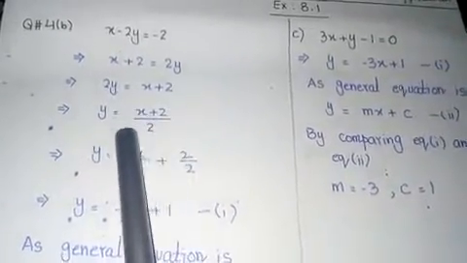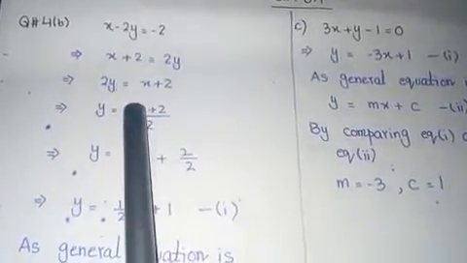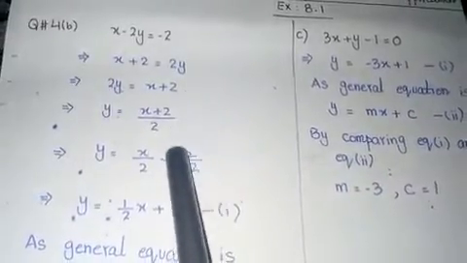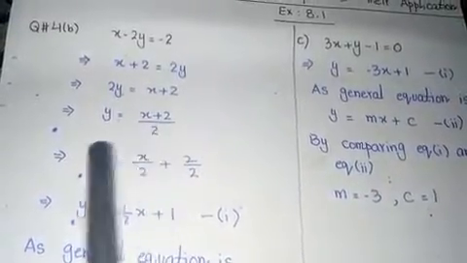You all can understand this 2 is for both x and 2. So I have distributed this 2 to them. I will write x by 2 plus 2 by 2. Now this 2 by 2, 2 ones are 2, 2 ones are 2. Here it will become 1 by 2 x plus 1.